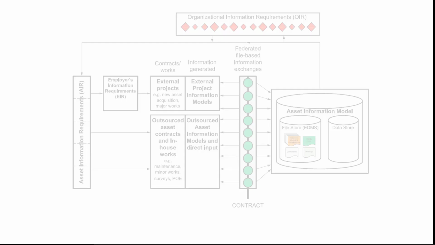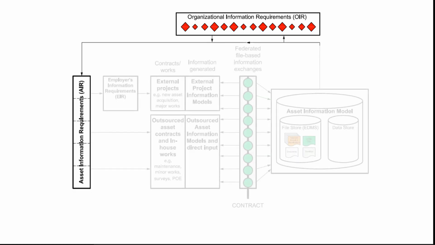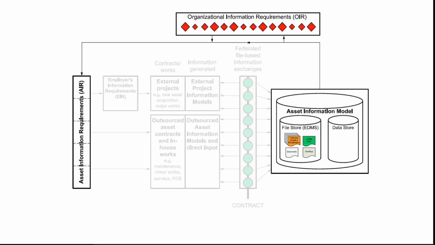This diagram shows the relationship between elements of information management. The organizational information requirements are conveyed to external contractors or in-house work teams through task or project-specific asset information requirements. It is important to note here that these decisions are made based on information within the asset information model. So if the information within the AIM is insufficient or unsuitable to satisfy the OIR, the organization will have to find a way to acquire the necessary information.